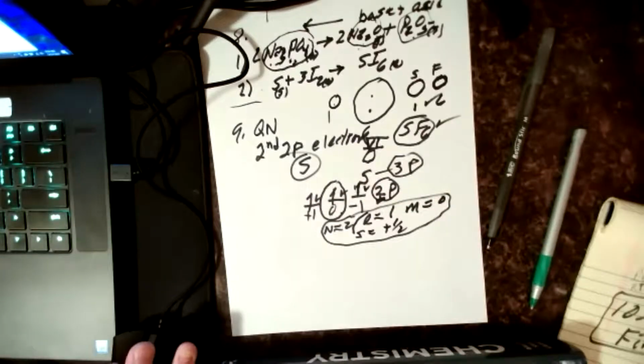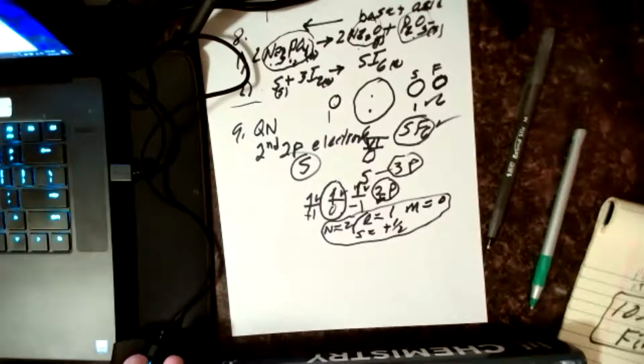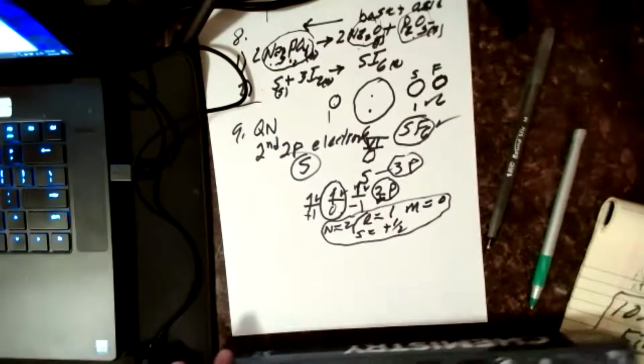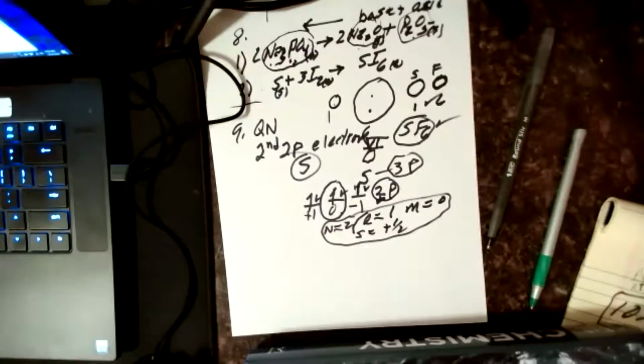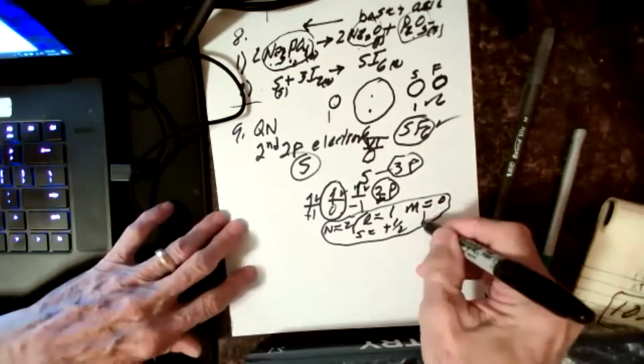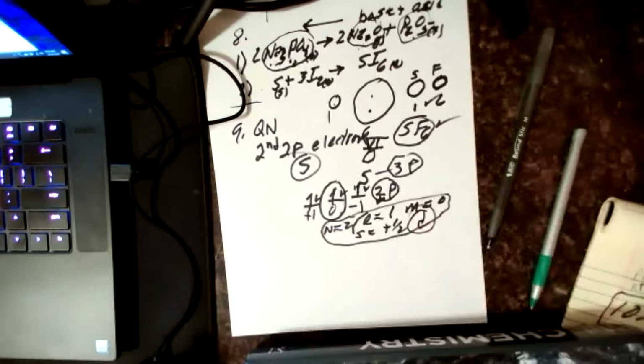So it's 2, 1, 0, and spin +1/2. So let's see if I can see what that answer is. 2, 1, 0, +1/2. That'll be D on the test. So that should be the correct answer for it.